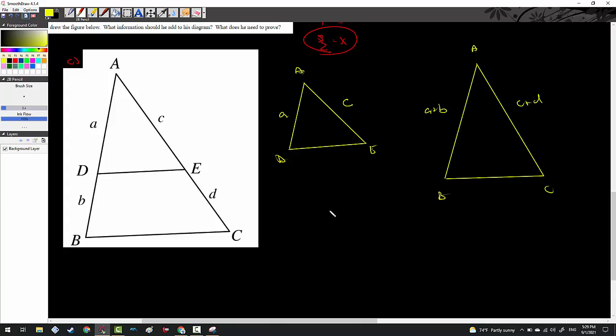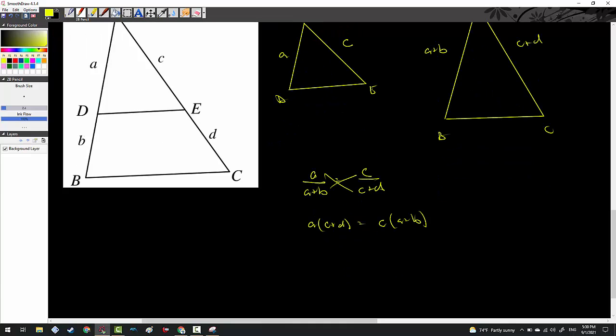Let's compare sides here. So we'll write a proportion. A over A plus B is equal to C over C plus D. I'll cross multiply and get A(C plus D) is equal to C(A plus B). And so I'm going to distribute, and I'm going to get AC plus AD is equal to AC plus BC. Well, notice the ACs are going to cancel each other out.